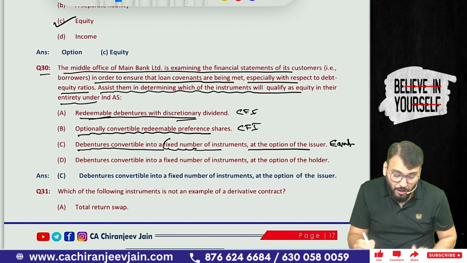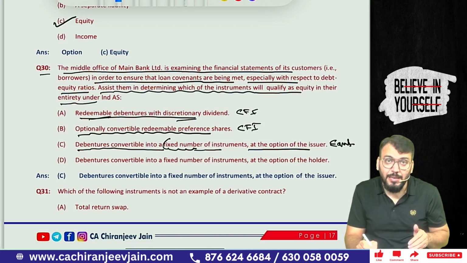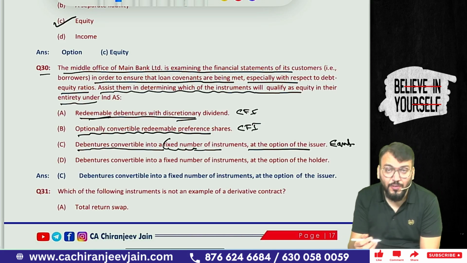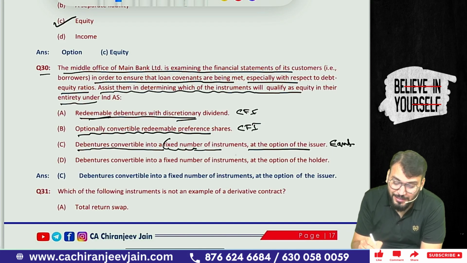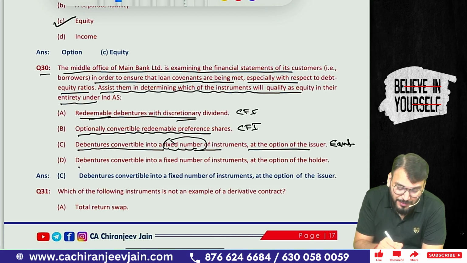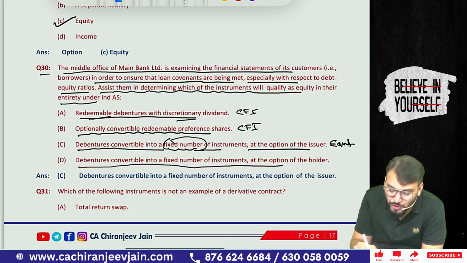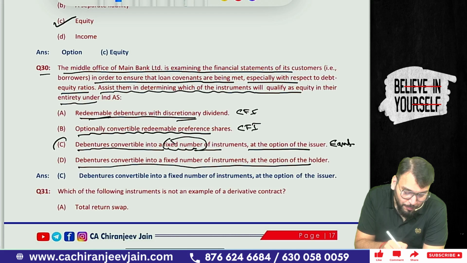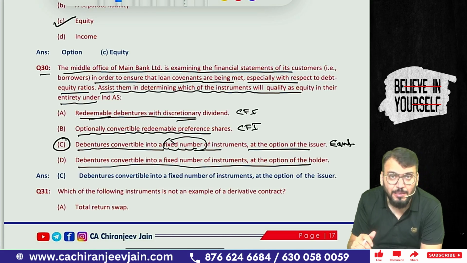Correct. Now, in this question, nothing has been given about interest. Just try to understand. Right now you need to find out the best option. So, they have given at the option of issuer. So, we'll assume that interest is also at the option of issuer, because debenture convertible into fixed at the option of holder cannot be equity. So, in this, the best option is point number C, because point number C is silent about interest.